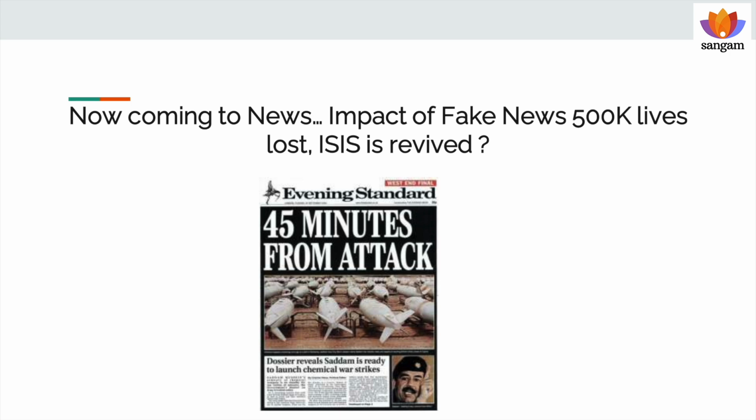And because of this fake news, we have seen over 500,000 lives lost. Terrorist organizations like ISIS have been revived. So there is definitely a cost to society of fake news. If we let fake news spread, it's going to have a lot of negative impact.